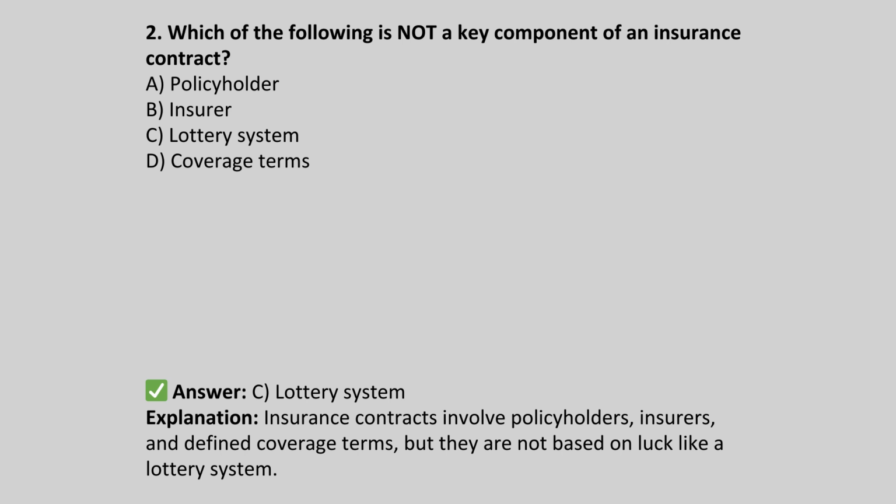Which of the following is not a key component of an insurance contract? A. Policyholder. B. Insurer. C. Lottery system. D. Coverage terms. Answer: C. Lottery system. Explanation: Insurance contracts involve policyholders, insurers, and defined coverage terms, but they are not based on luck like a lottery system.